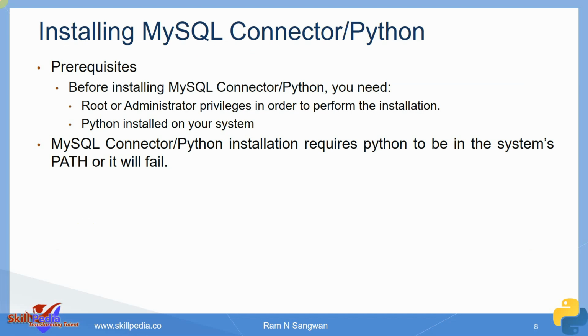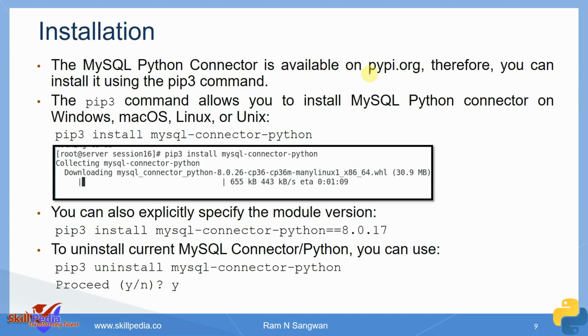Installing is quite simple. You have to be the root user and have Python installed on your system. MySQL connector installation requires Python to be in the system path, otherwise it will fail. The MySQL Python connector is available on the website pypi.org. Therefore, you can install it using the pip3 command.